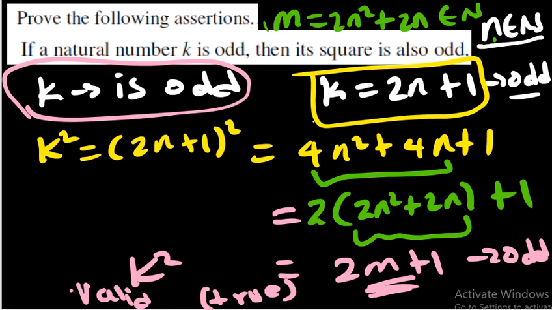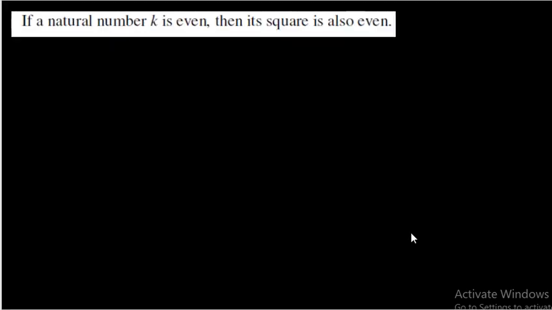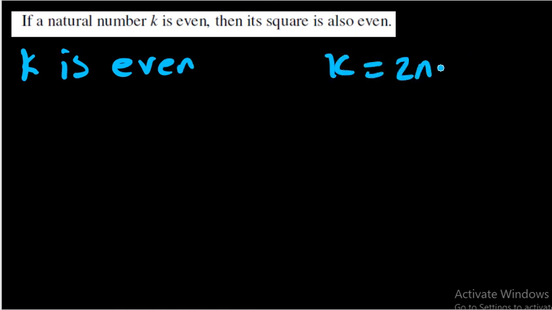Let us see some other example. The second example here: if a natural number k is even, then its square is also even. The same process. What is the premise? k is even. So let us accept k is even. That means k is equal to 2n, for n an element of natural numbers. Even numbers will be represented by 2 times any variable. That variable should be an element of natural numbers because our domain is natural numbers.